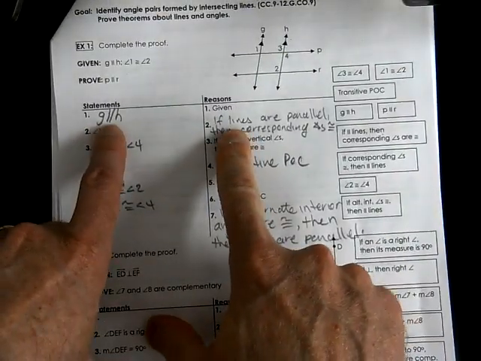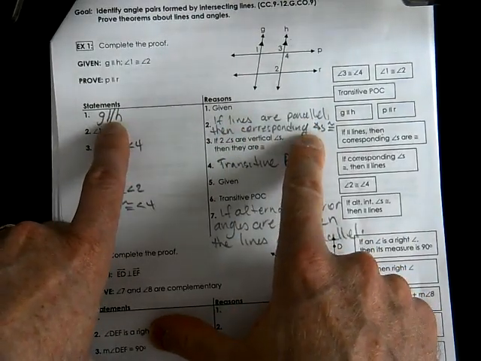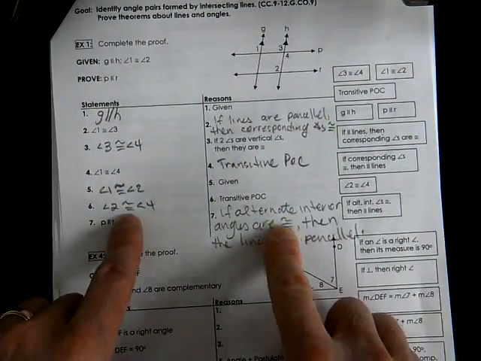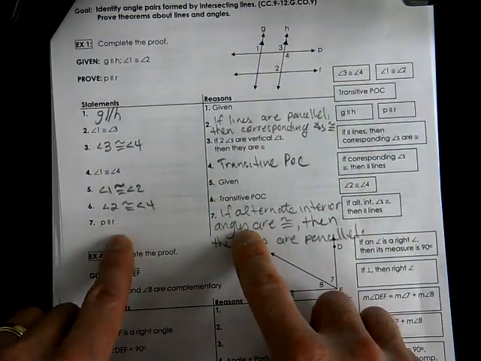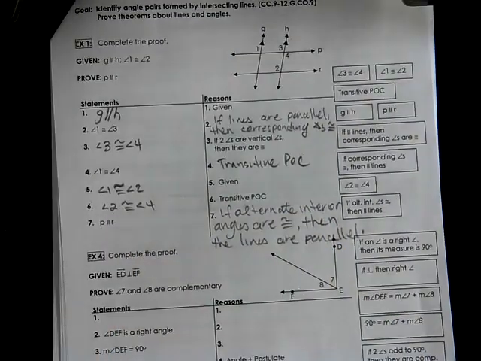Look back up at number 2. If would have been parallel lines, then would have been angles. Down here, if would have been angles, then would have been the parallel lines, because of how it's written. Good job, we did it.